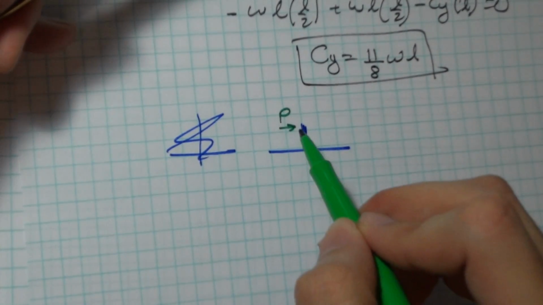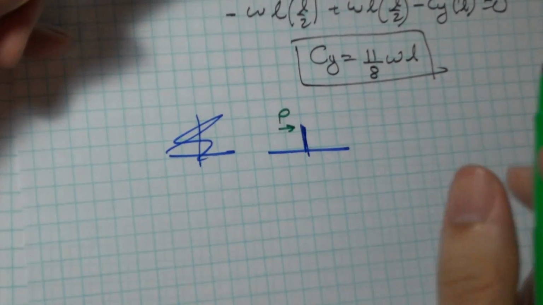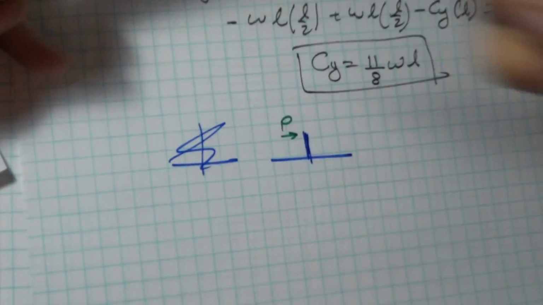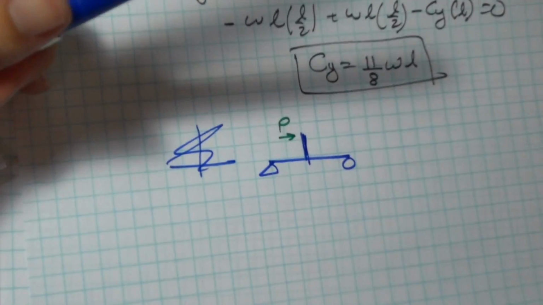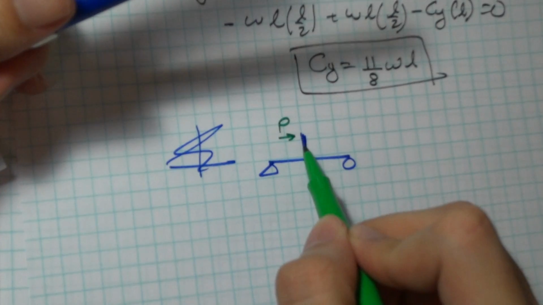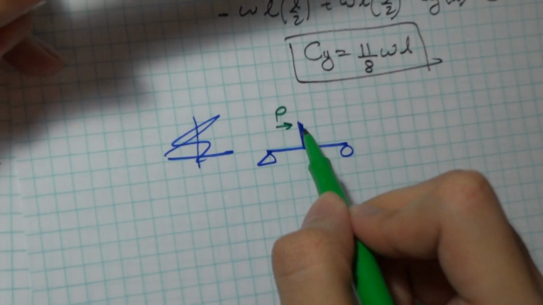In this member, P is causing shear, right? Let's pretend that I have reactions. Let's pretend that I have a pin and a roller. In here, P is causing shear. If I were to draw this, there's no axial force in this member.